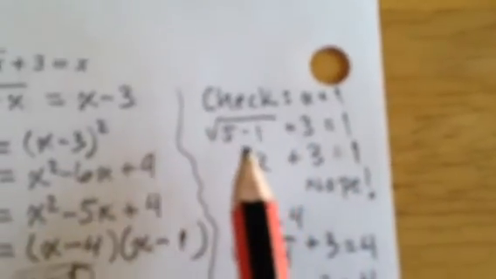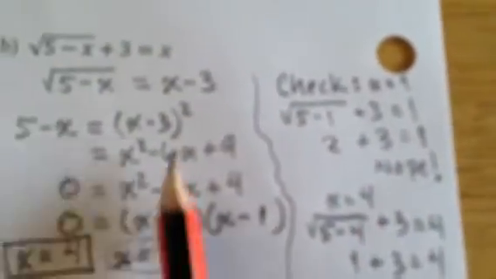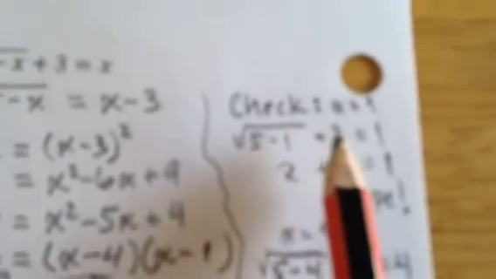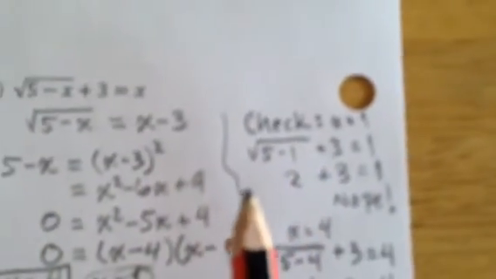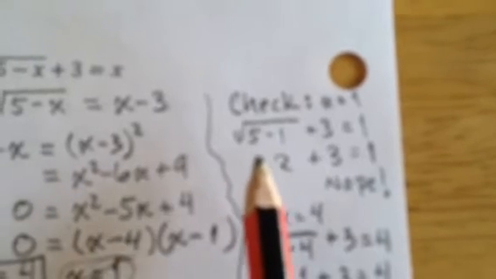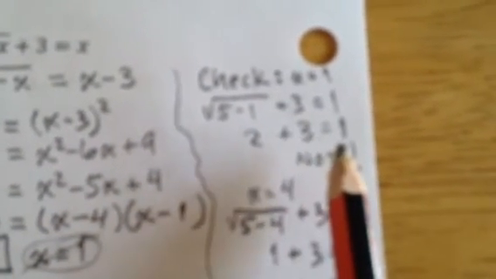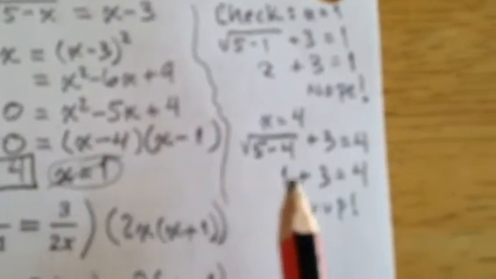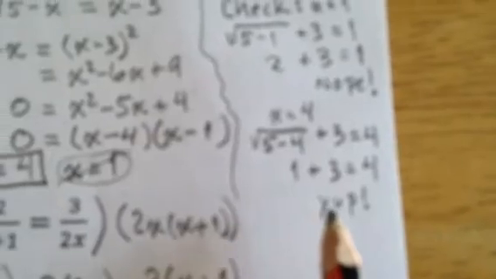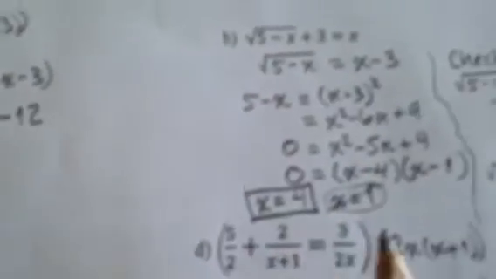However, I cannot use x equals 1 because when I check that solution in this equation, letting x equal 1, I don't know why it won't focus, I'm sorry about that. Square root of 5 minus 1, that's 4, and the square root of that is 2. 2 plus 3 does not equal 1, and that's a problem. So I can't use x equals 1. 4, however, checks out. No problem. 4 is fine. So we got an extraneous solution right there for that problem. Let's move on to part C.